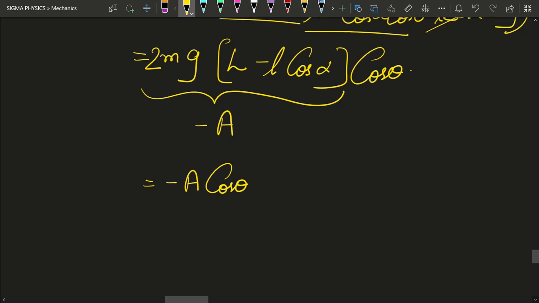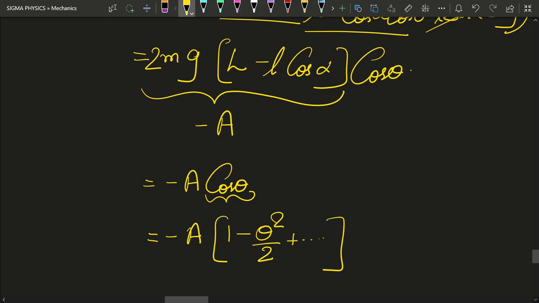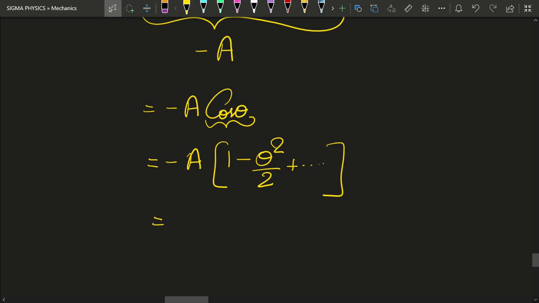And then I'm going to Taylor expand cos theta. I'm going to write the Taylor series expansion of cos theta. And that is nothing but minus A into 1 minus theta squared by 2 plus some higher order terms. And then I can multiply the minus A inside, and I'm going to neglect the terms beyond the quadratic terms, like I have done in my previous video. And in fact, if you do not know what Taylor expansion is, or how we can use it here, or why we are using it here, then I will leave the link to the video in which I have taught Taylor expansion in the description or in the comments, or you can find it in the recommended videos section, right?